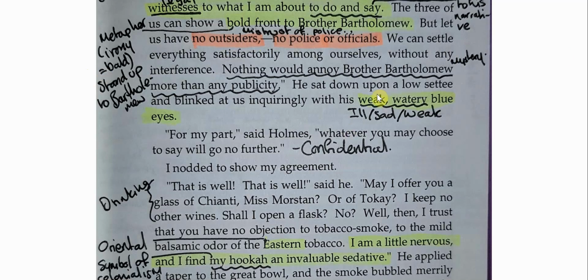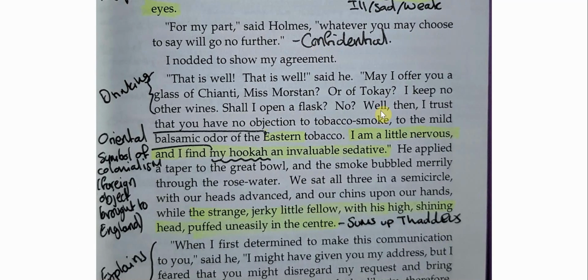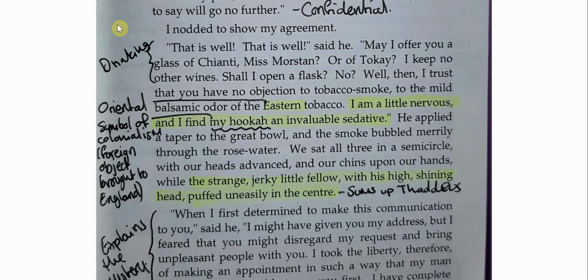Another little description of him, his weak, watery blue eyes. So illness, sadness, weakness, all of that kind of stuff. Holmes remains confidential. Here we have drinking. We'll talk more about drinking alcohol in a little bit. The overall idea of the use of substances, particularly between the classes, but we'll get onto that when we get to see some more working class drinking.